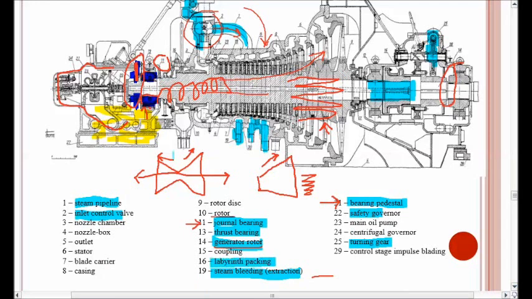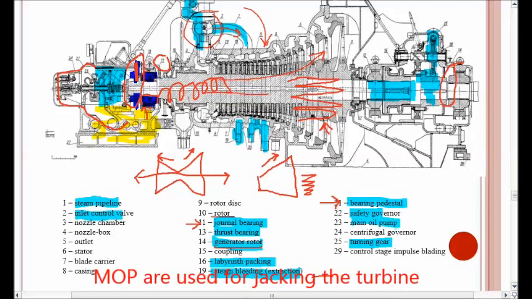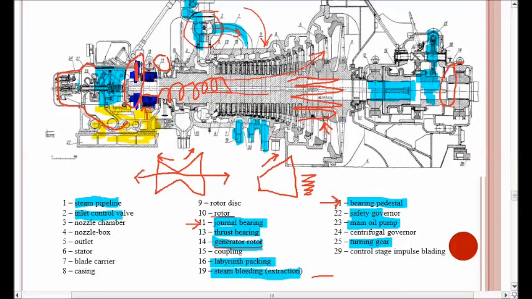Okay, labyrinth packing is at the two ends of the turbine, where the rotor and stator meet, so that the steam that comes into the turbine doesn't escape. To avoid a pressure drop and any leakage in the turbine, we use labyrinth type packing. A main pump is used for providing the necessary lubrication in the turbine system.